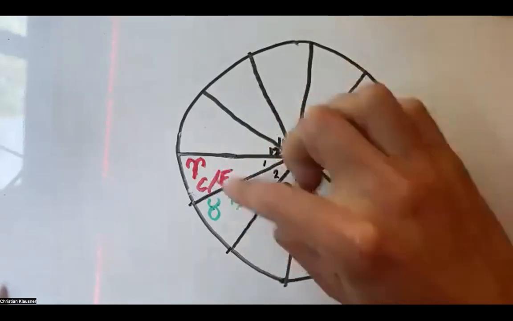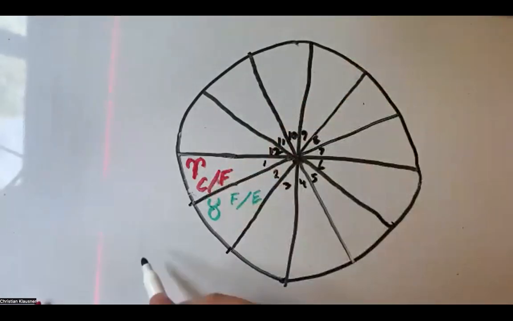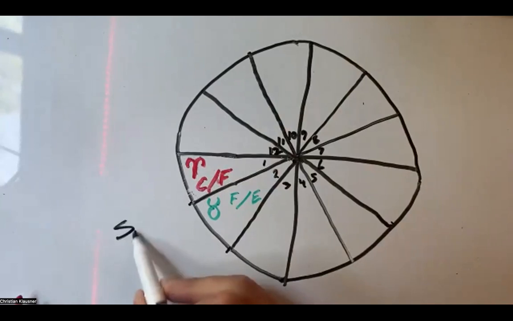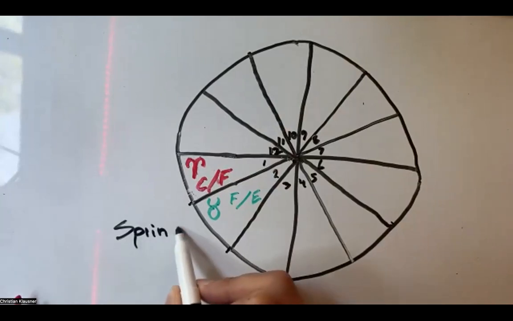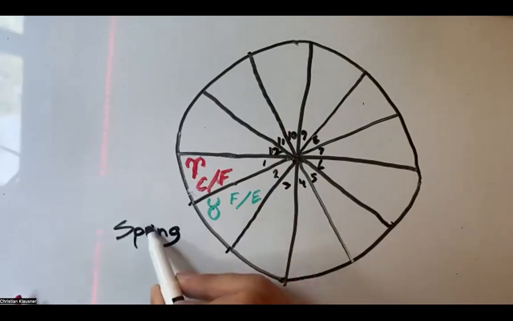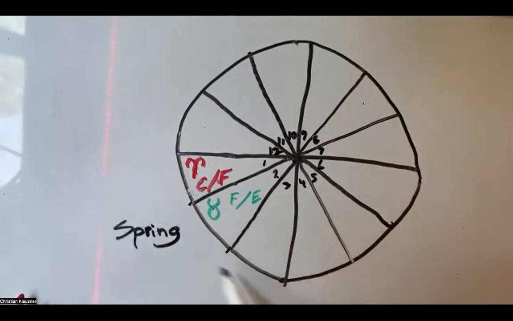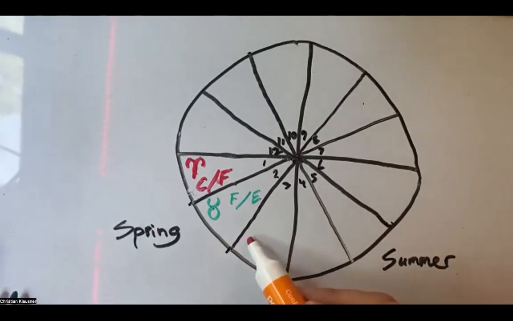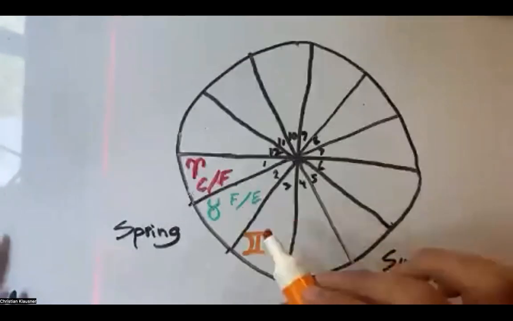So here we're going to have the spring signs. Okay. Spring. These three signs are all spring. Over here, it's going to be summer. Summer. Okay. Next, we have the last sign of spring, which is what? Gemini. You're so smart. All right.